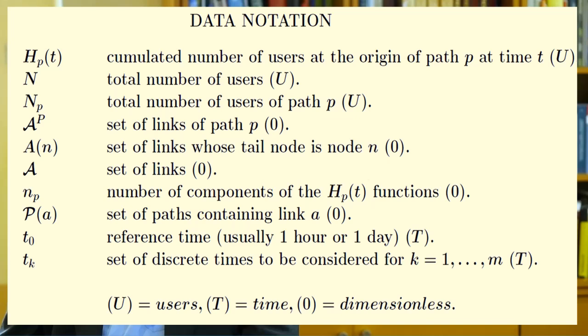The number of components of the HPT function. The set of paths PA containing link A. The reference time T0, usually 1 hour or 1 day. The set of discrete times Tk, k equal to 1 to m, to be considered for the spline functions. All these data are time, user, or dimensionless data as indicated by t, u, or 0 respectively.